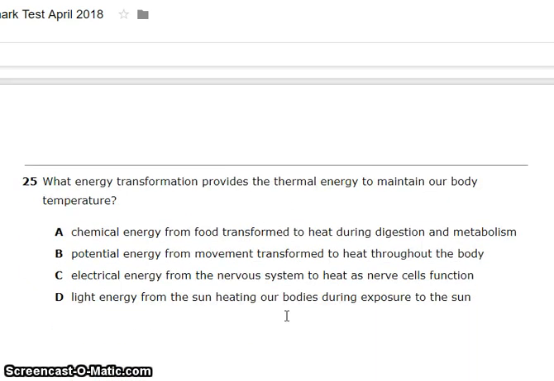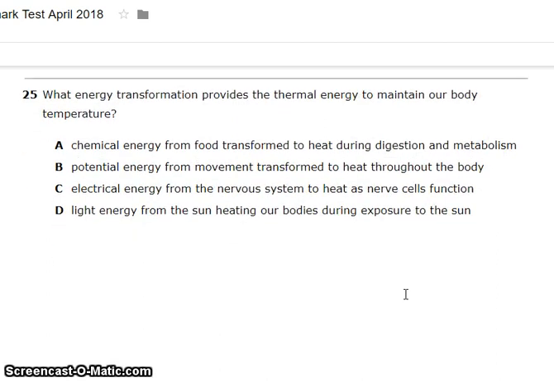25. What energy transformation provides the thermal energy to maintain our body temperature? A. Chemical energy from food transferred to heat during digestion and metabolism. B. Potential energy from movement transformed to heat throughout the body. C. Electrical energy from the nervous system to heat as nerve cells function. D. Light energy from the sun heating our bodies during exposure to the sun.